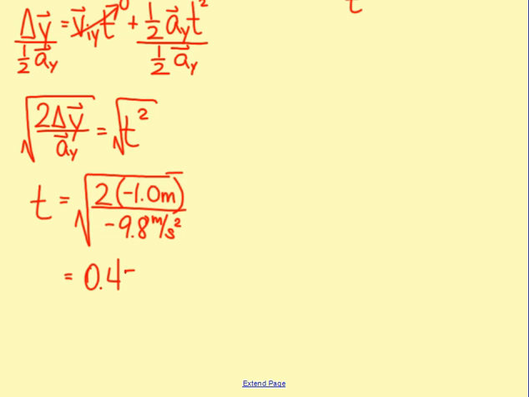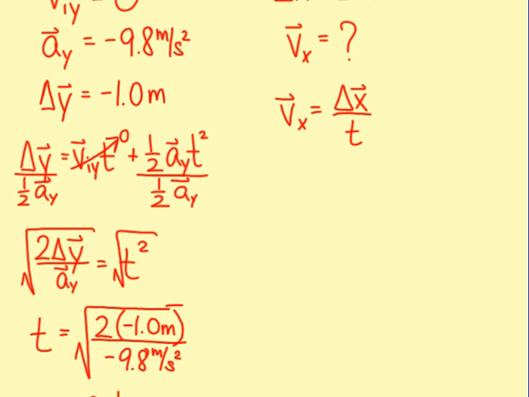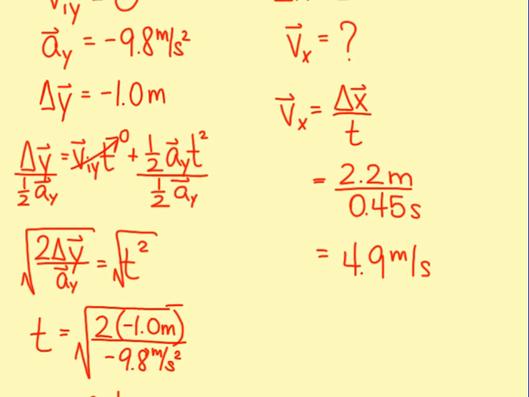Plugging that into my calculator gives me a time of 0.45 seconds. Now that I have the time, I can calculate what I'm really looking for, which is the velocity. Delta x, I know, is 2.2 meters. Time is 0.45 seconds. I divide 2.2 by 0.45, and I get 4.9 meters per second.